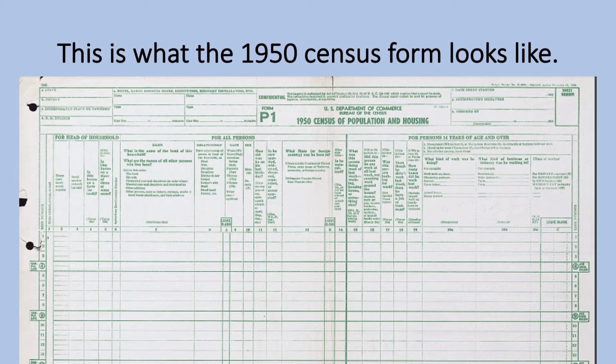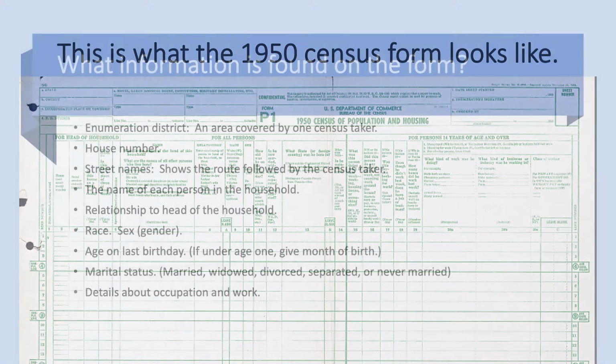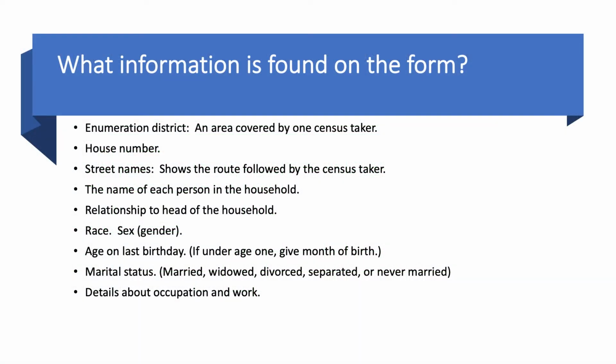Now, this is a very faint image of what the 1950 census form looks like. And if you've been online with any of the sites, or if you've gone to the National Archives website, you can see images of the census form. What is in the census form? What information is found on the form? The handout that I gave you has a list of the categories of information. Let me run through them real quickly.